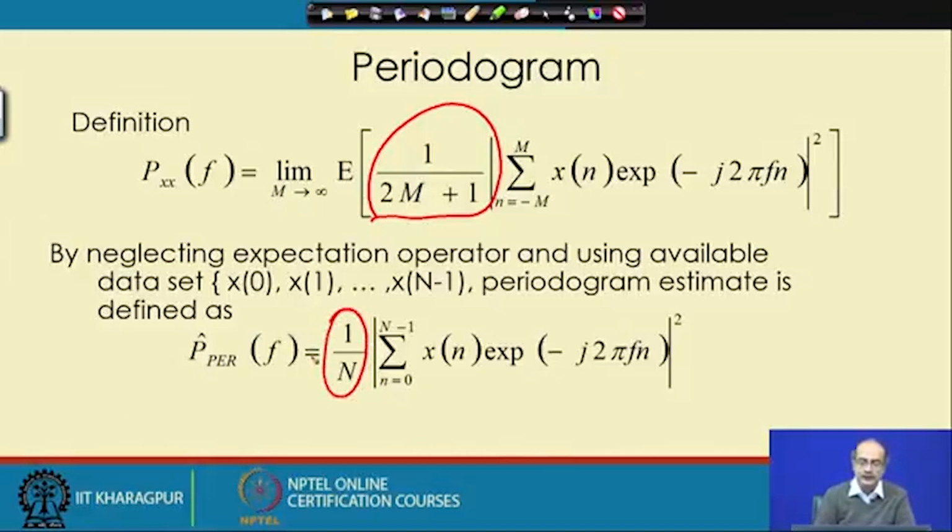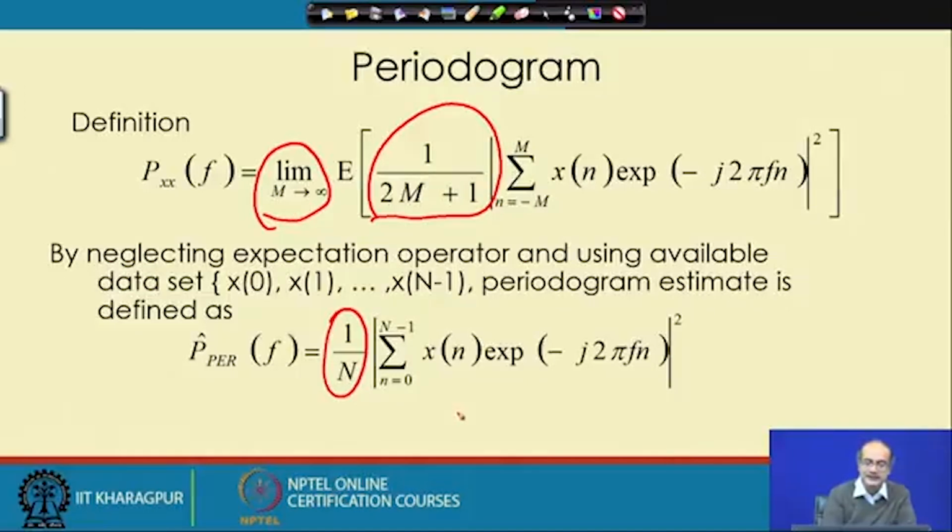And for practical use, two more things are done. We have always limited data, and we have used all of them, the 0 to n minus 1 data was there, we have used all of them. So, there is no point in keeping this limit term. So, this limit is dropped to make it usable.